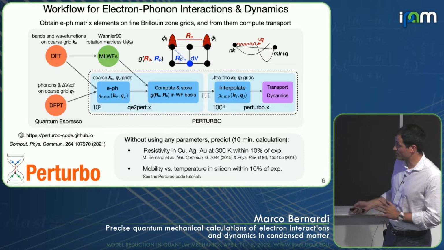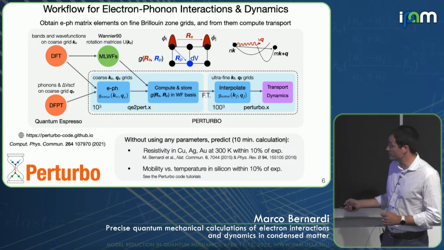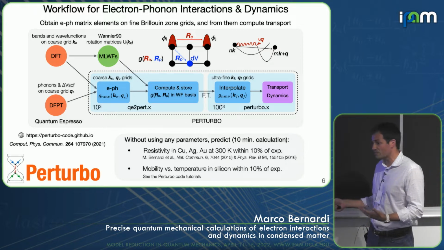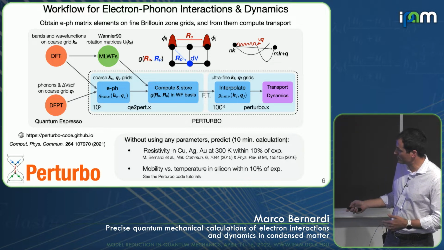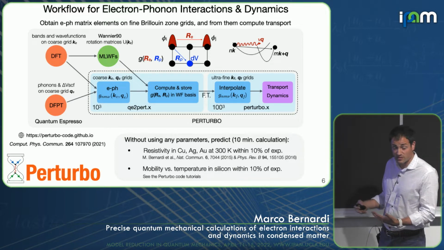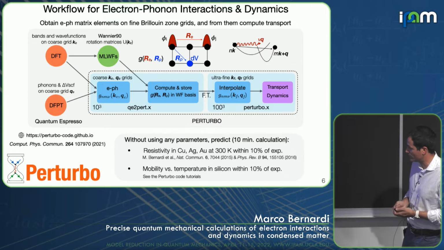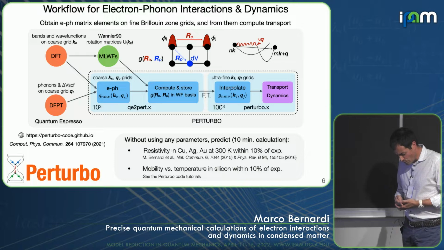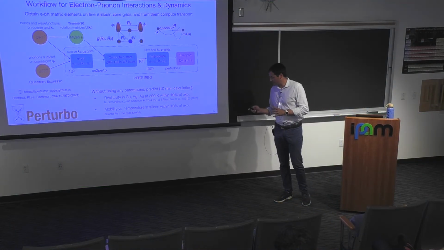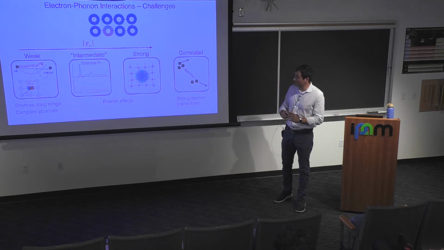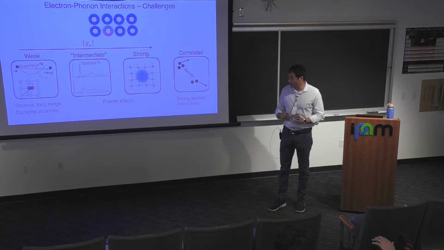Just to give you an idea of something that's simple, with a calculation that takes only a few minutes, you can compute the resistivity in a simple metal like copper, gold, or silver, or the mobility in a simple semiconductor like silicon, and get results that agree well with experiment without much effort. This is basic. However, if you start going into more complex classes of materials, there are many challenges that make these calculations complex.